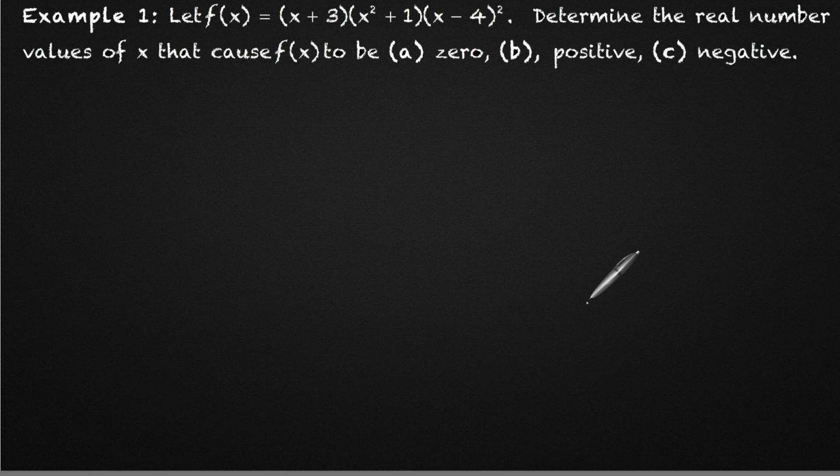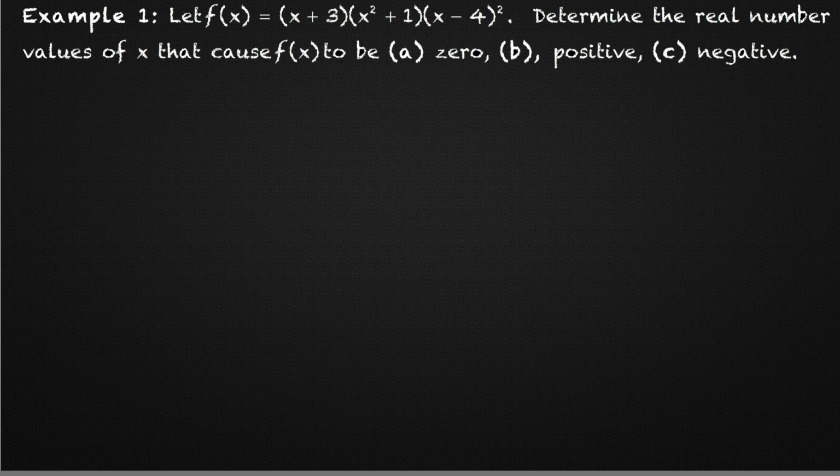Okay, today we're going to be talking about how to solve inequalities by using a sign chart. All right, so the first thing, it gives us an equation. Let f of x equal this equation, and we want to determine the real number values of x that cause the function to be equal to 0. When is it positive and when is it negative?